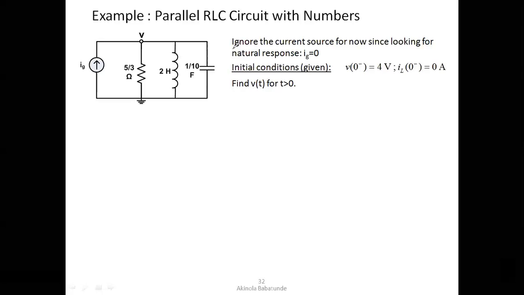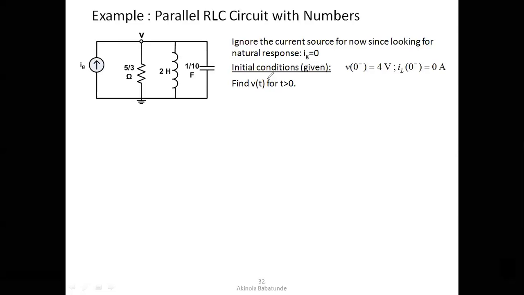So in that situation, the question says ignore the current source for now, since we're looking for the natural response. If you are looking for the natural response, the first thing you do is to kill all the independent sources in the circuit. Don't forget, we have not started talking about the forced response at all. We're just talking about the natural response. So if you kill this, it simply means iD will be equal to zero. You open the circuit, iD will be equal to zero, and then you just have an open circuit voltage, which is one of the things we're looking for right now.